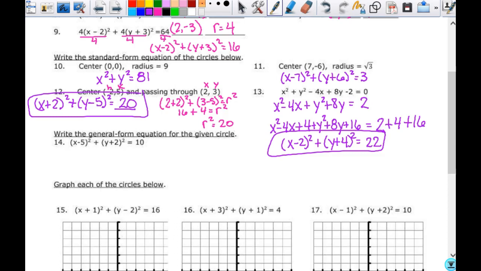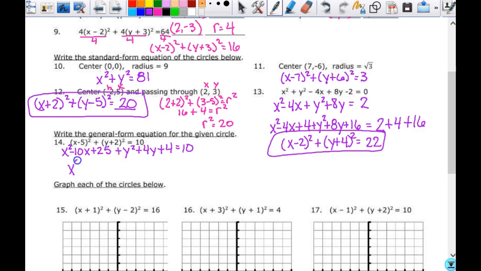And then I want to write the general form here, which means I just have to multiply it all out. So x minus 5 squared is x squared minus 10x plus 25 plus y squared plus 4y plus 4 equals 10. So that's all multiplied out, but now I've got to reorganize it into general form.